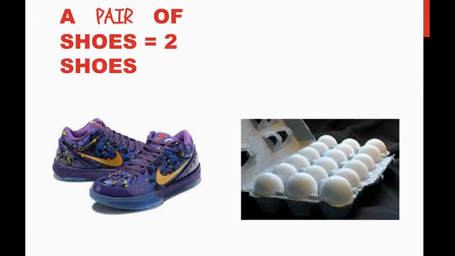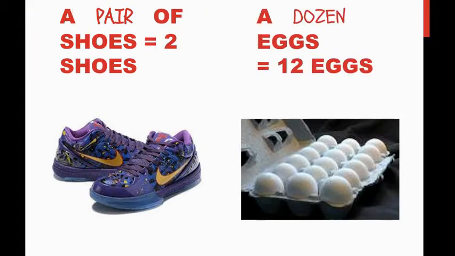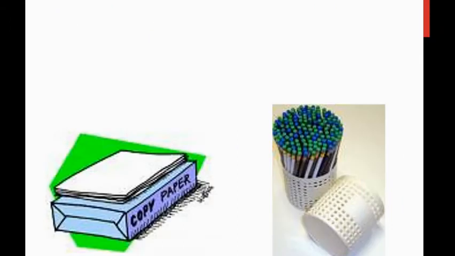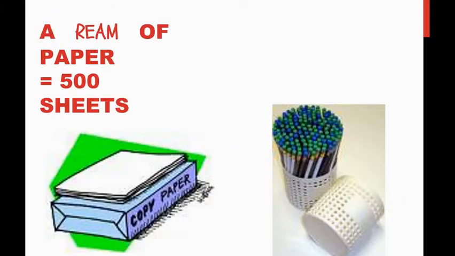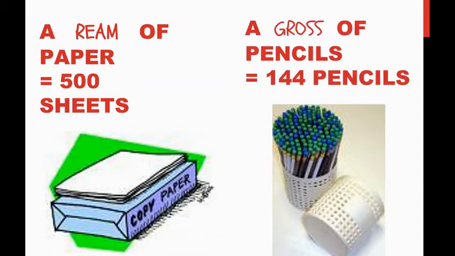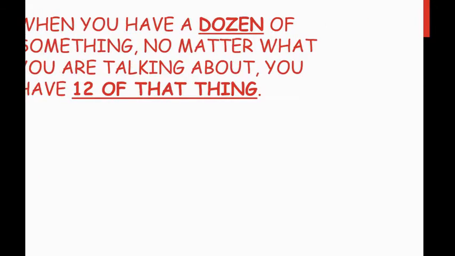So when I'm looking at these shoes, we buy them in pairs. We buy eggs in a dozen. What about paper? We buy paper in a ream. A ream of paper is 500 sheets, and a gross of pencils is 144 pencils.